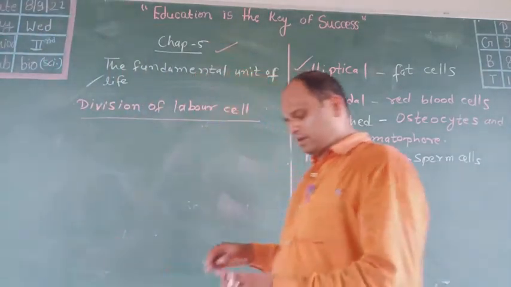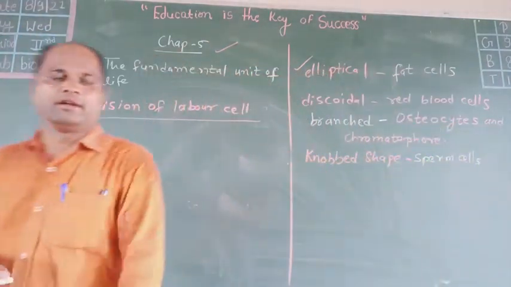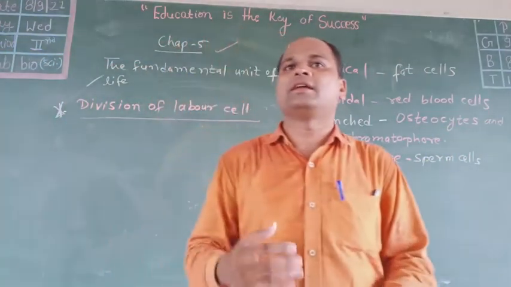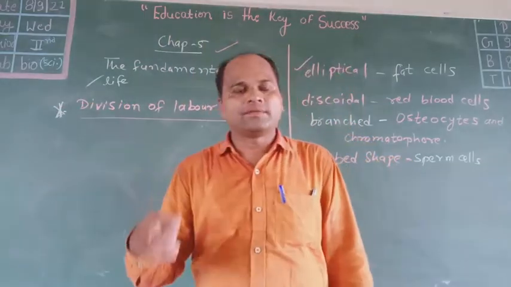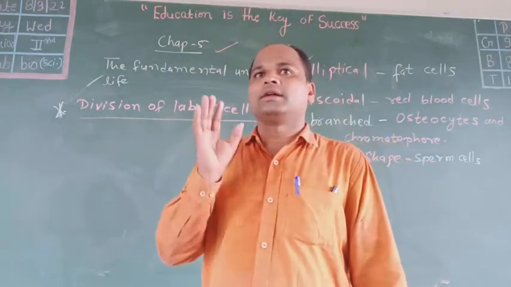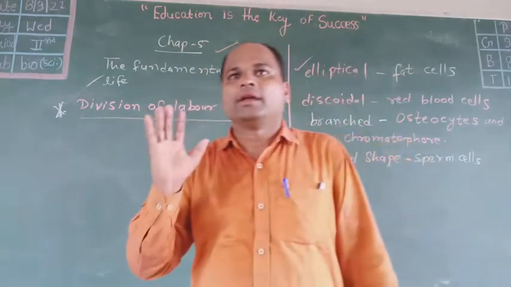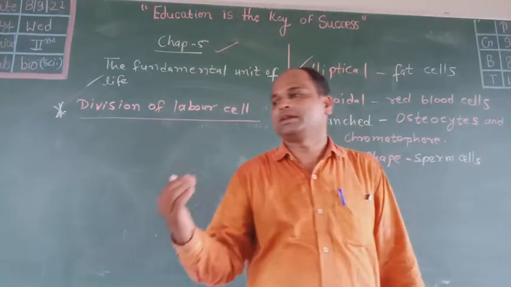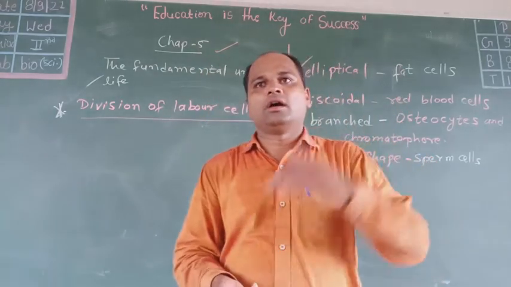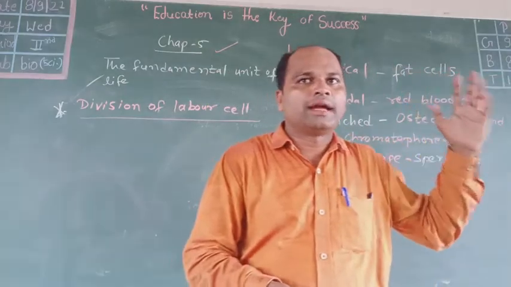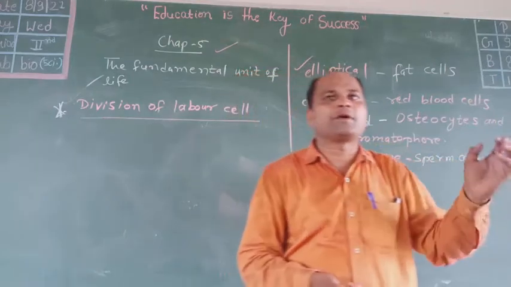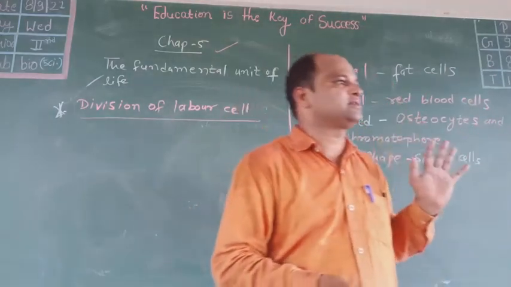The next topic in this chapter is division of labor in cells. The division of labor in cells is a characteristic feature of the cells of multicellular organisms, for example human beings. This means that different parts of the body in human beings are responsible for performing different functions.